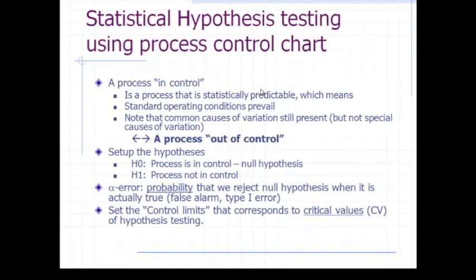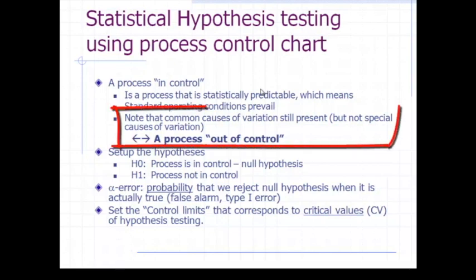The steps that we are going to follow are actually what you have learned in the statistics class, particularly the hypothesis testing method. Here what we are interested in is whether the process is predictable, or in control. So a process in control is a process that is statistically predictable. This means the operation or process is running under normal conditions.